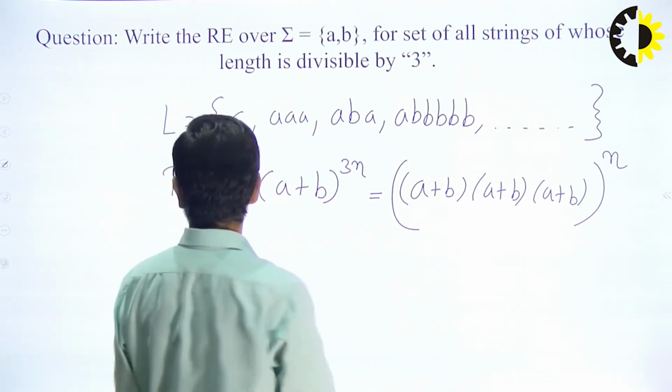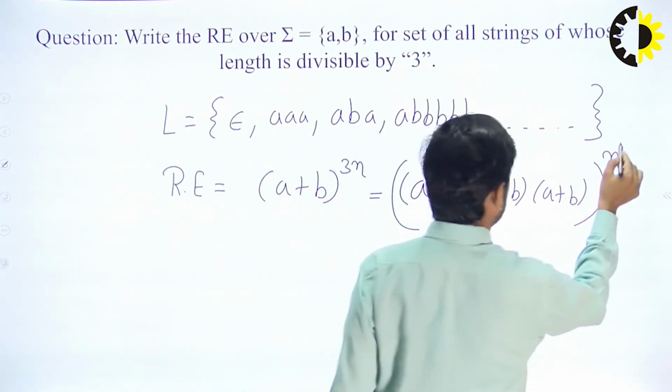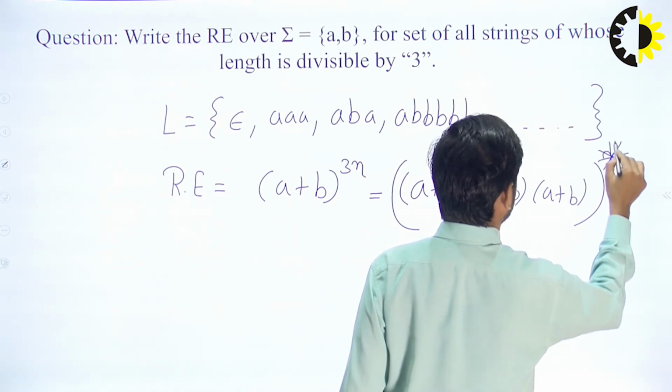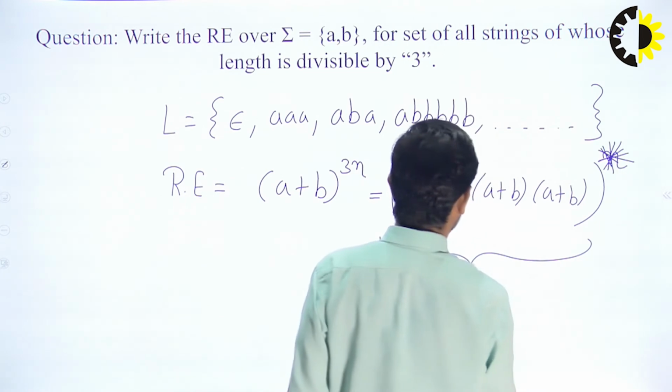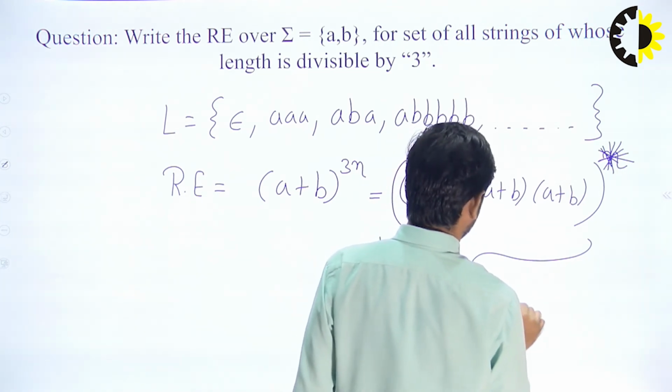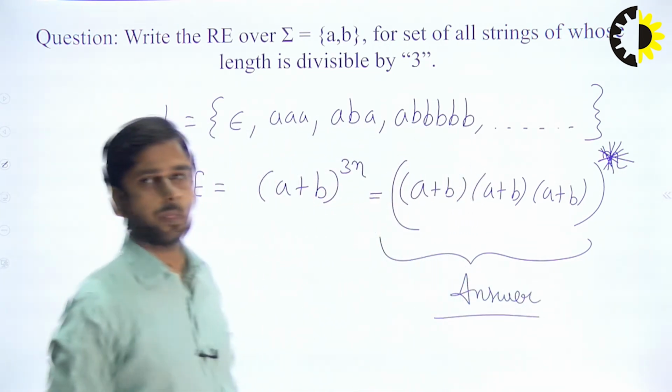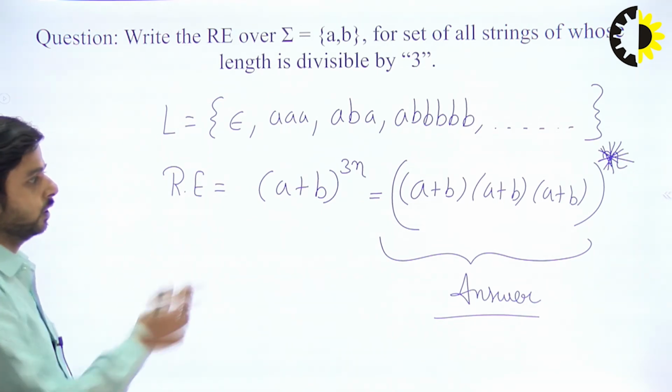Okay, and this n will be replaced through this star. So I can write it as a star here. Okay, this is the required regular expression. This is the answer. Okay, this is the clean closure.